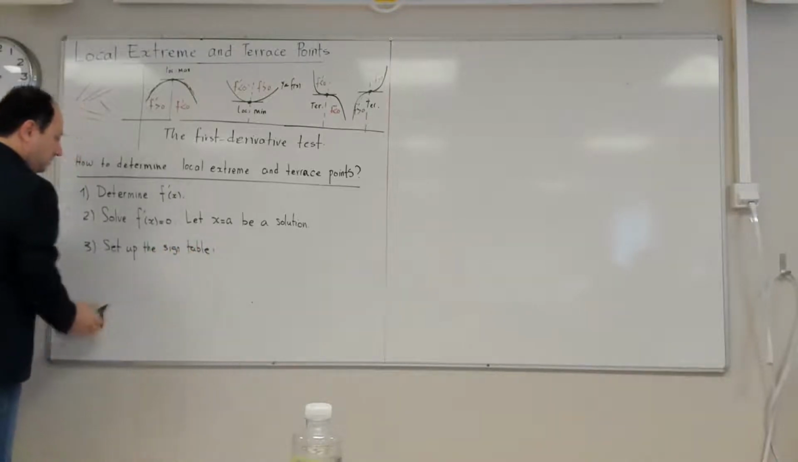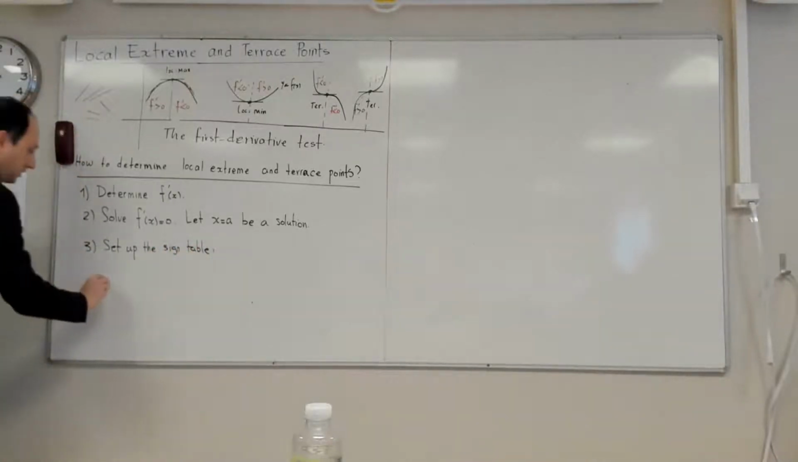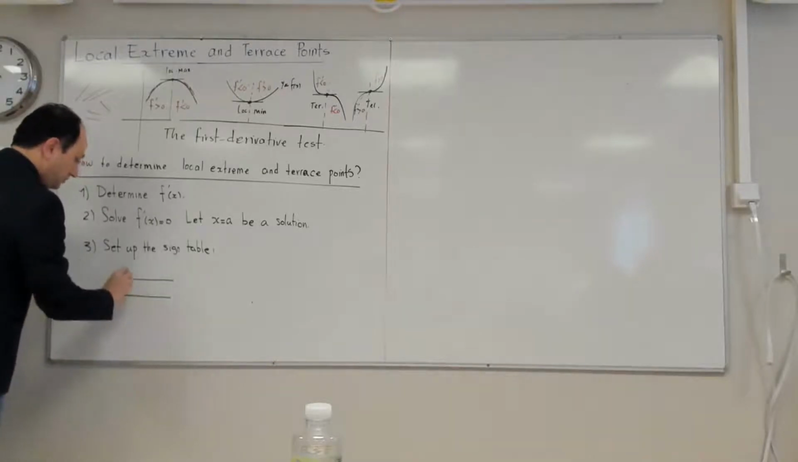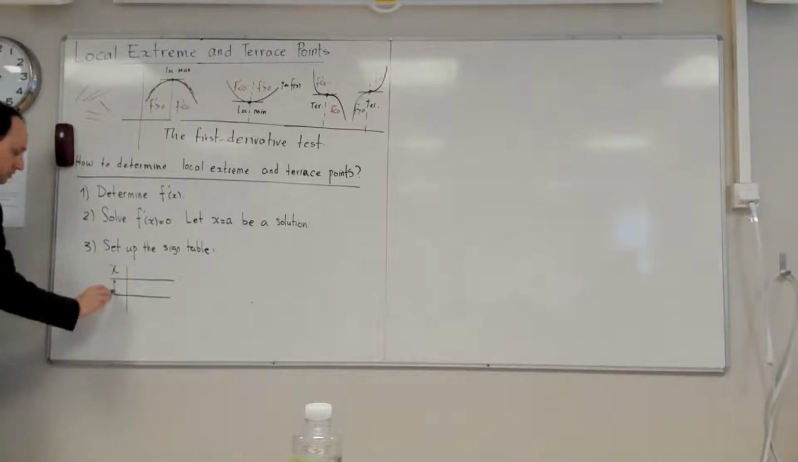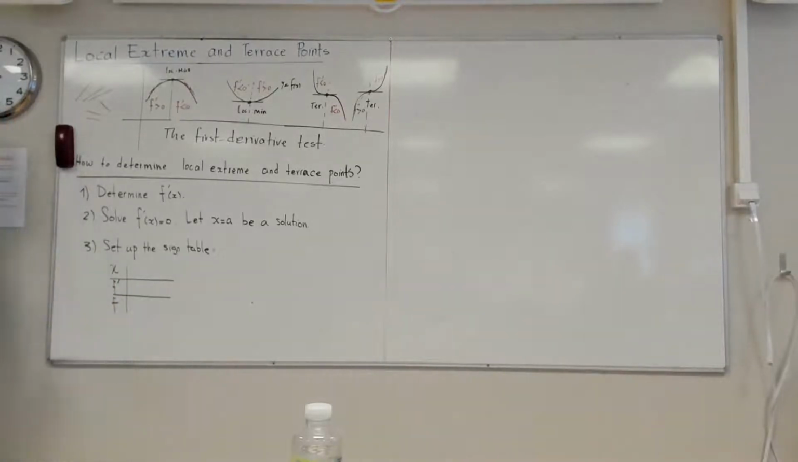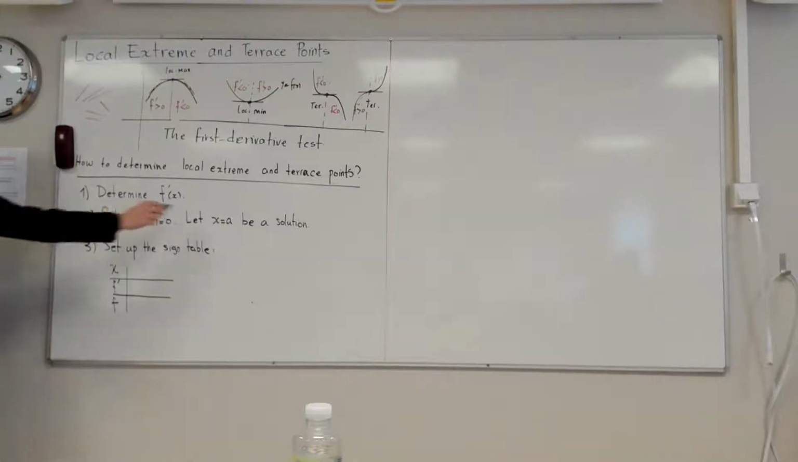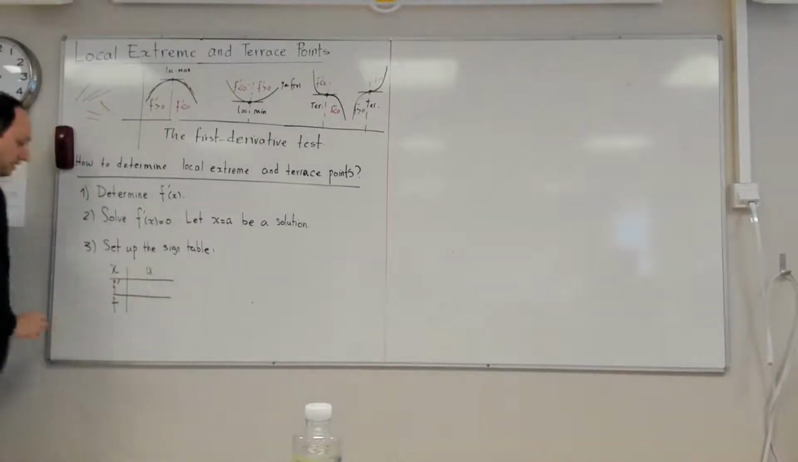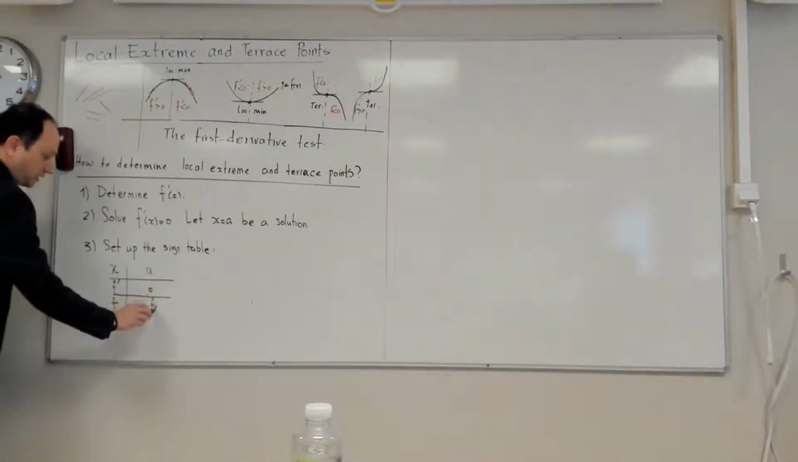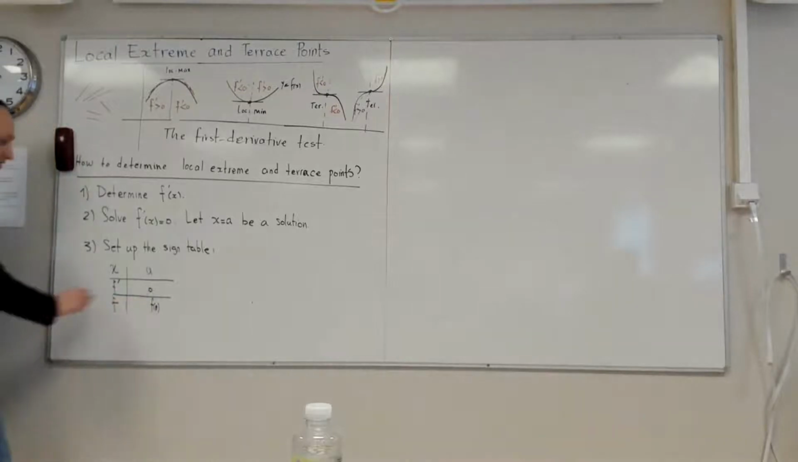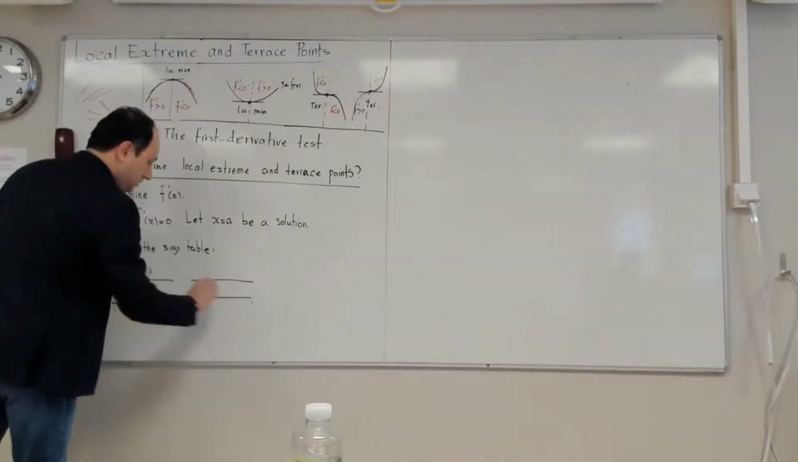So what is this sign table? The sign table consists of 3 rows. The first row by convention is x. The second row is reserved for the derivative. The third row is reserved for the function. And then you put this value of a here. You know the derivative at this point is equal to 0. And then you calculate f at point a, so it becomes f of a. There are 4 possibilities, yes?